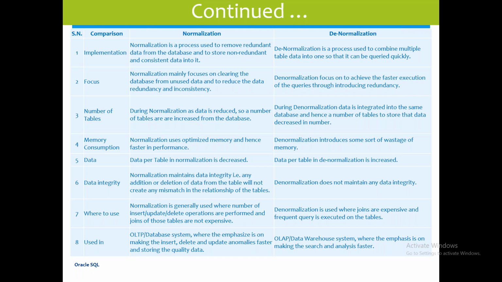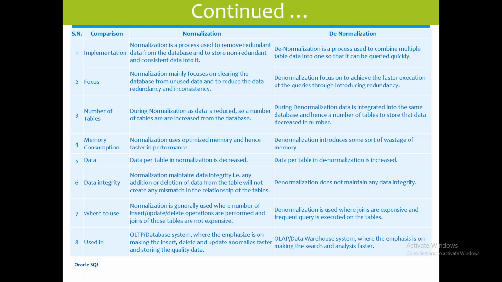First one is the definition. Normalization is a process used to remove redundant data from the database and store non-redundant and consistent data in it. That is normalization. And denormalization is a process used to combine multiple tables' data into one place or two places or very few places, so that it can be quickly identified in one place only. No need to search from multiple places. So in some cases denormalization will be helpful, and in some cases normalization will be helpful.